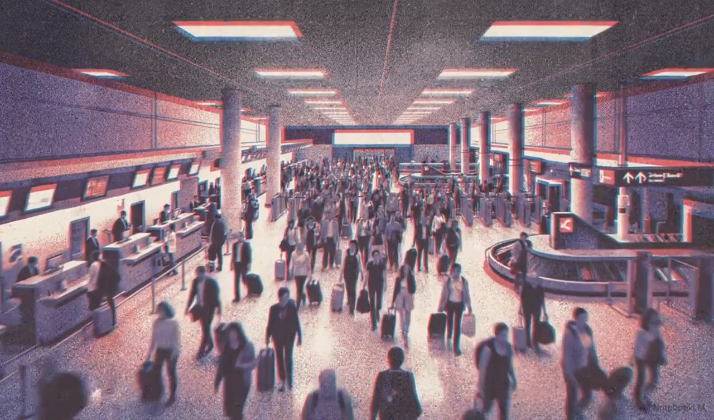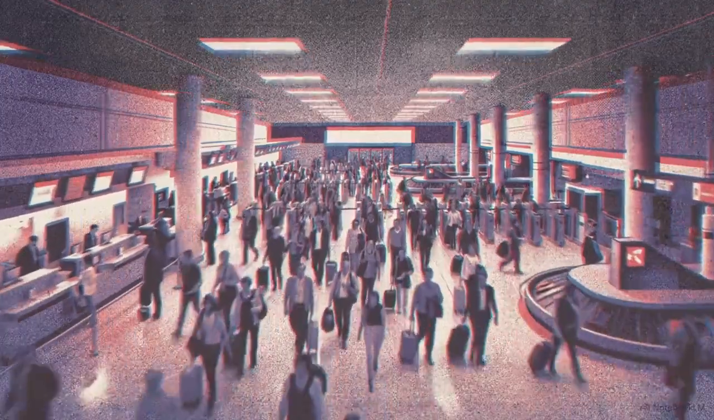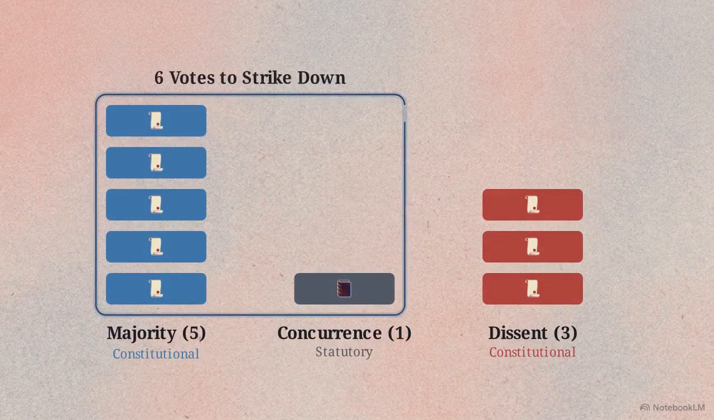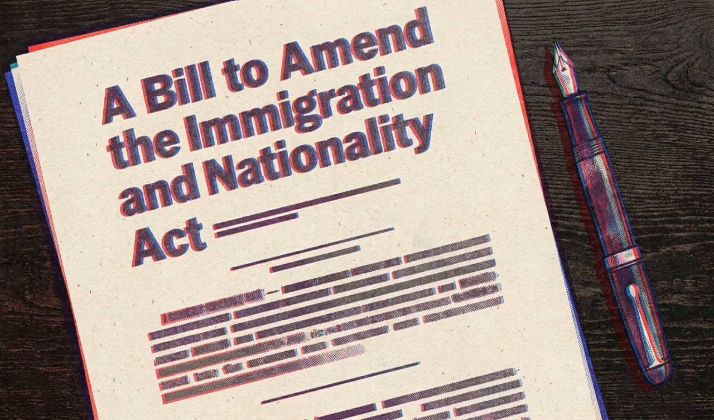Kavanaugh reasoned that the framers in 1868 could not have anticipated the complexity of the modern immigration system. By relying on a statute instead of the Constitution, his opinion explores the possibility that Congress might have the authority to write new rules. Because Kavanaugh took this statutory off-ramp, the court failed to reach a unanimous constitutional consensus. That single missing vote creates a theoretical opening for future legislative battles over birthright citizenship.